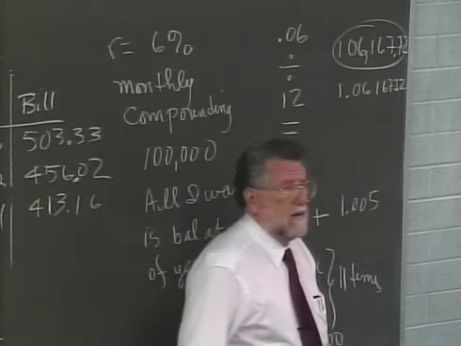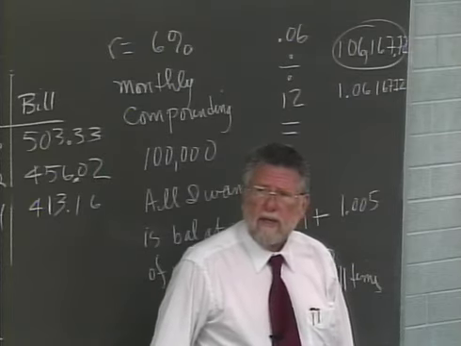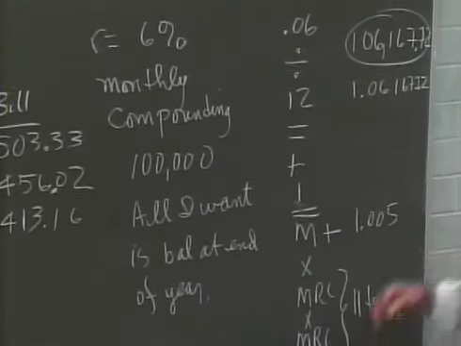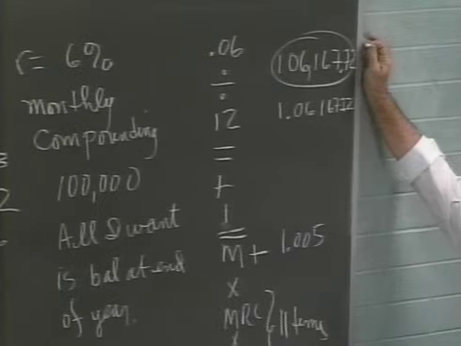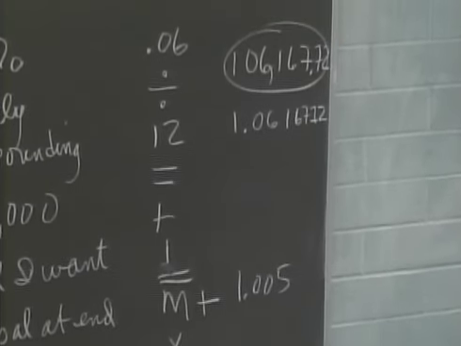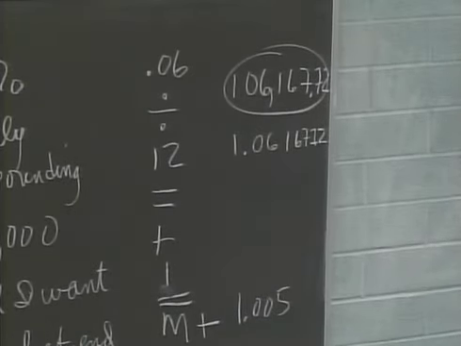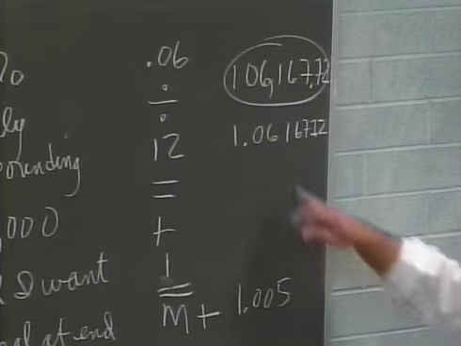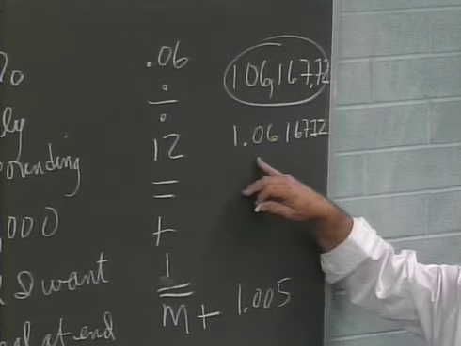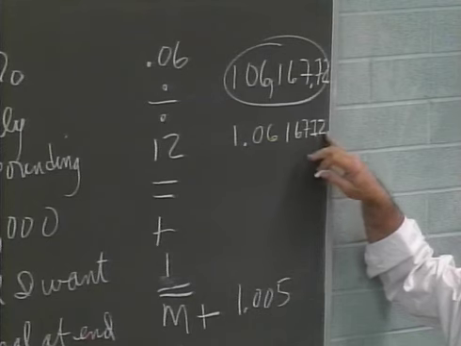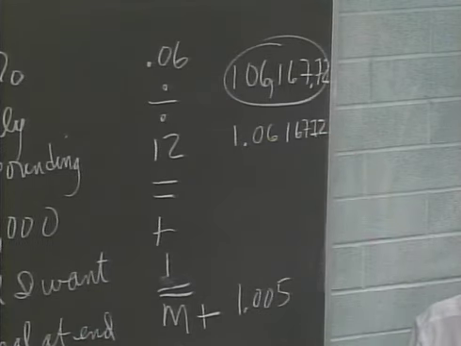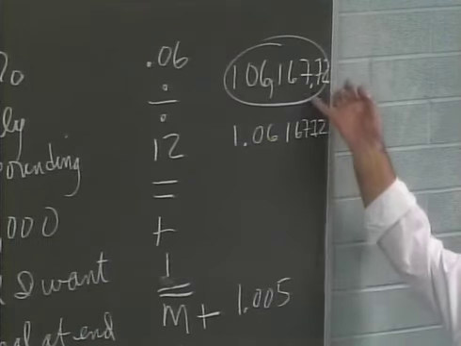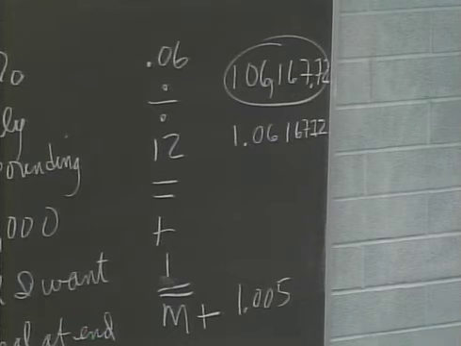772, thank you. Okay, so doing what we just talked about, that's good right there. Now what we did, I'll give you the answer first. We have 1.0616772. If I multiply that times 100,000, you'll get this number, $106,167.72.